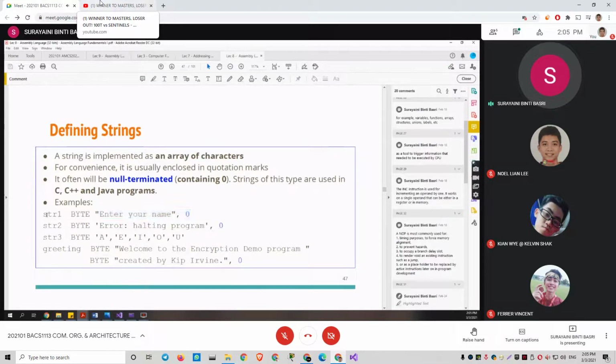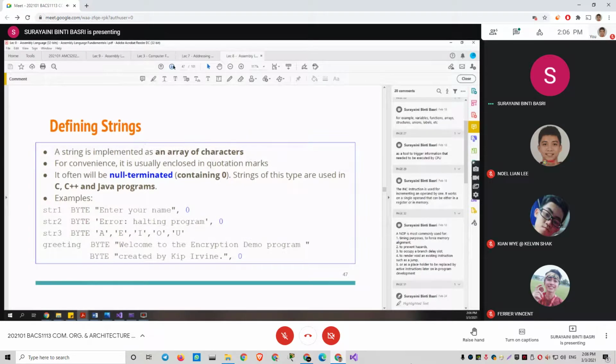Okay, so for example, this str1 will be stored as an array of characters. In your memory, each character here will have its own address. It is the same as how the computer stores characters. This string also will be stored as characters, because it will assume each of these characters as one element in an array.